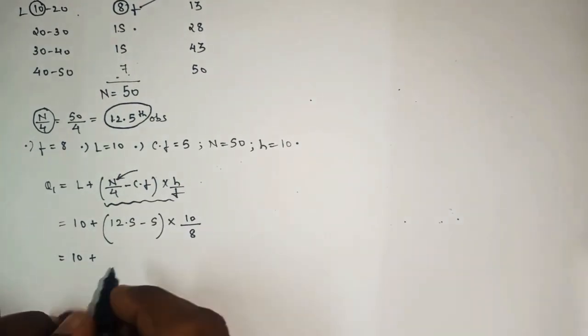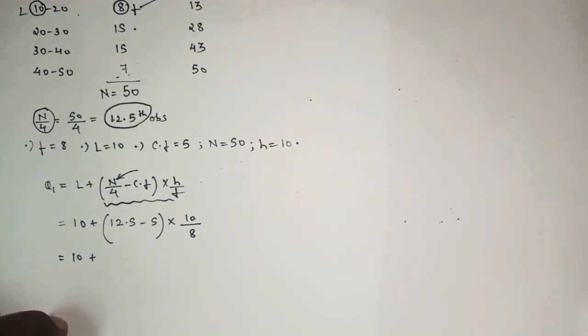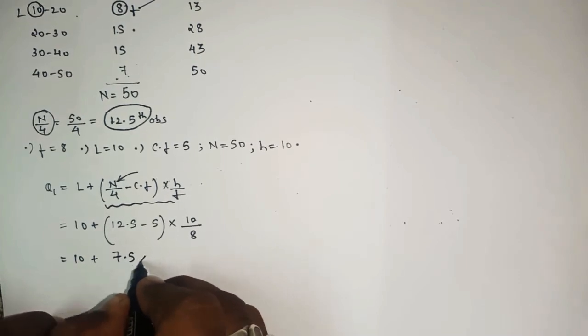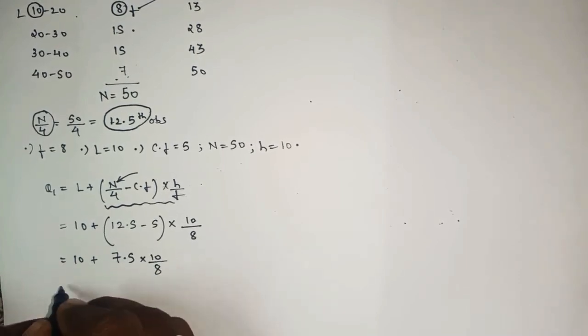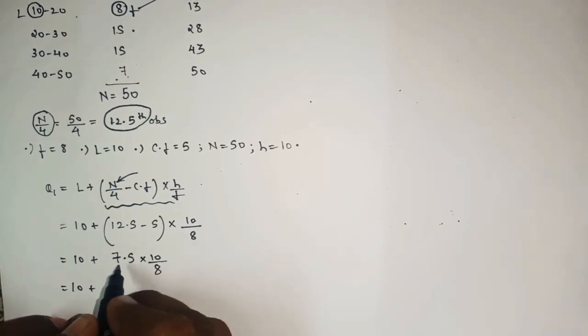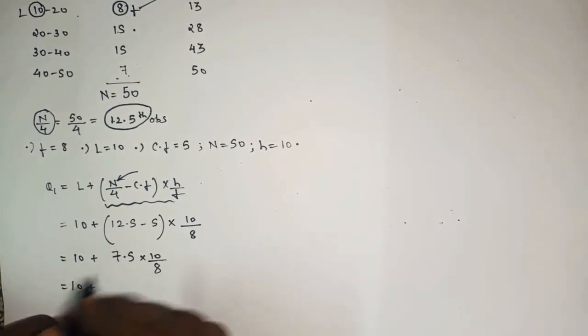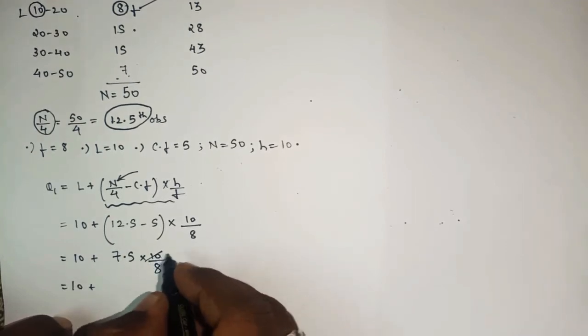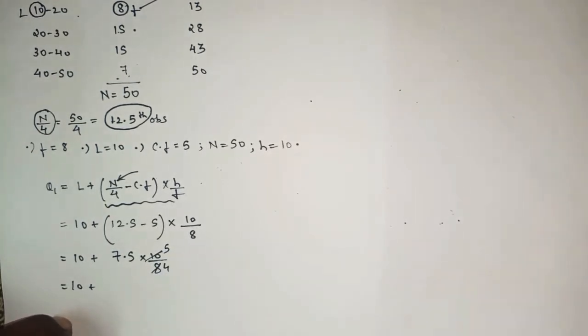Now 12.5 minus 5. What will you get? 12.5 minus 5, you will get 7.5. Yes or no? 7.5 into 10 by 8. As we can clearly see, here we have an odd number and an even number. If you want, you can cancel. 2 5s are 10, 2 4s are 8. Further I guess we cannot cancel it.